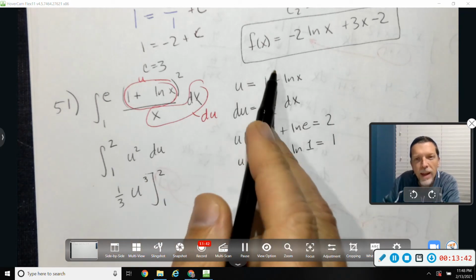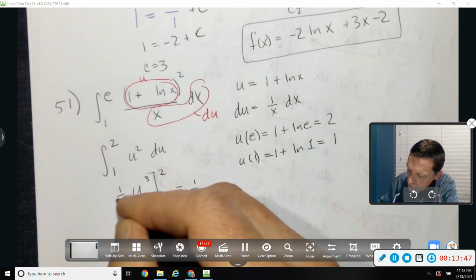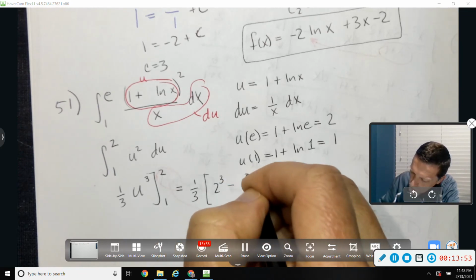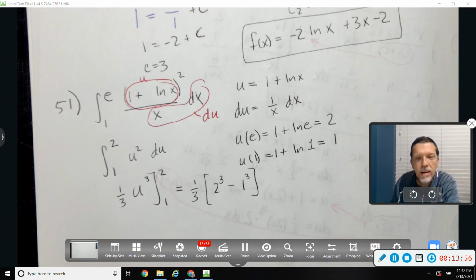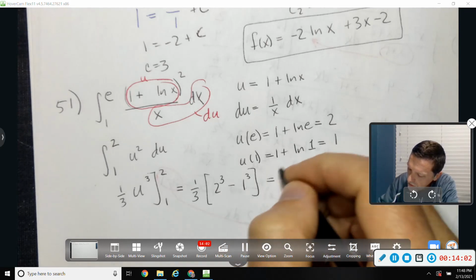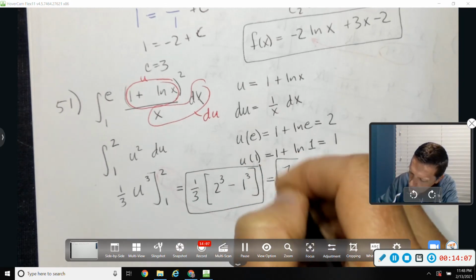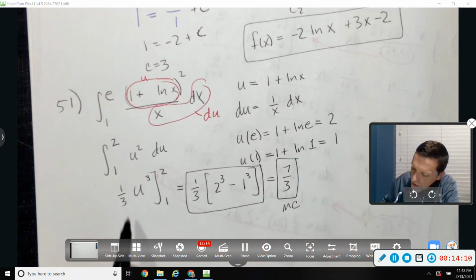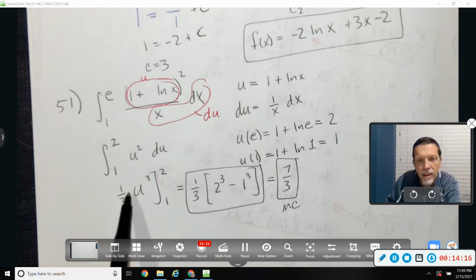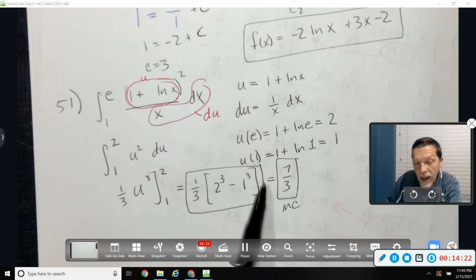I don't have to go back to x stuff because everything is switched to u. So I'm good with this as an answer, I mean, once I plug them in. 2 cubed minus 1 cubed. In fact, that would be an acceptable answer right there, and you could just leave that alone. If you wanted to keep going, 8 minus 1 is 7, over 3 would be 7/3. But this would be a safe stop. That would be a multiple choice answer. This would not be a safe stop because you still have calculus stuff to do. You can't just type that in the calculator, is another way to say it. So get to here and then you're good. If you want to keep going, fine, just don't make any mistakes.